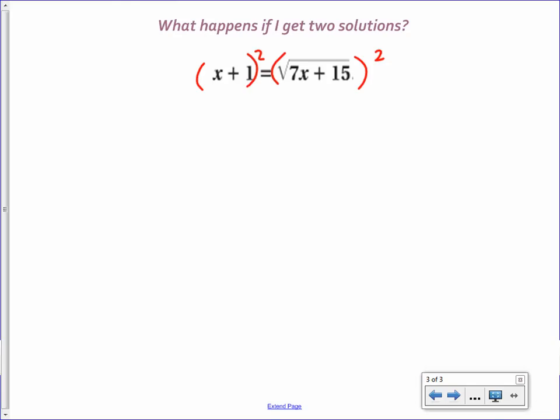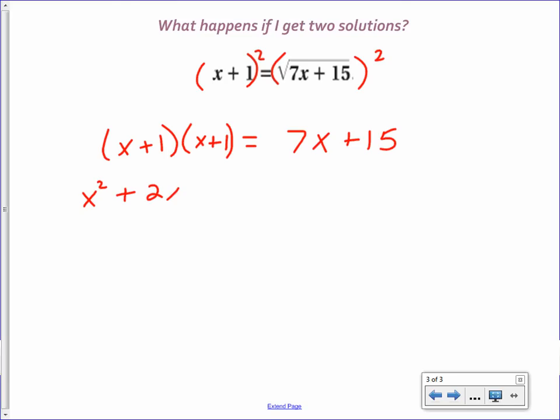On the right side this time, our radical and our exponent are going to cancel each other out. Square root, second power, cancel each other out. We're left with 7x plus 15. And on the left side, it's x plus 1, the whole quantity, squared. Please don't forget that this means write it twice and use FOIL. All right, so we're going to FOIL on the left. X squared plus 1x would be plus 2x. And 1 times 1 is 1.